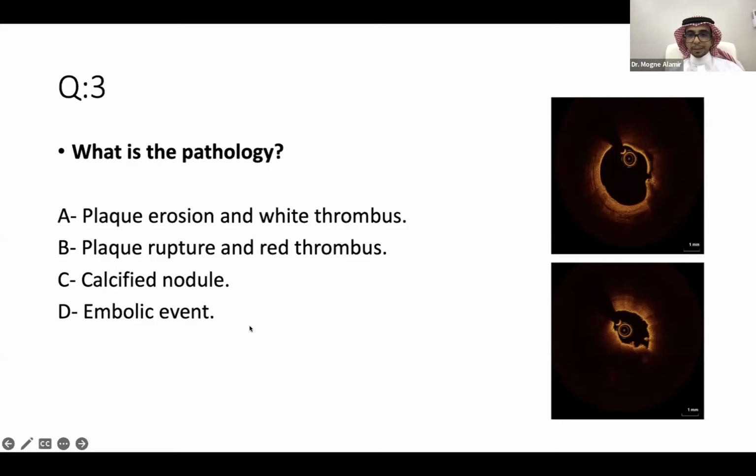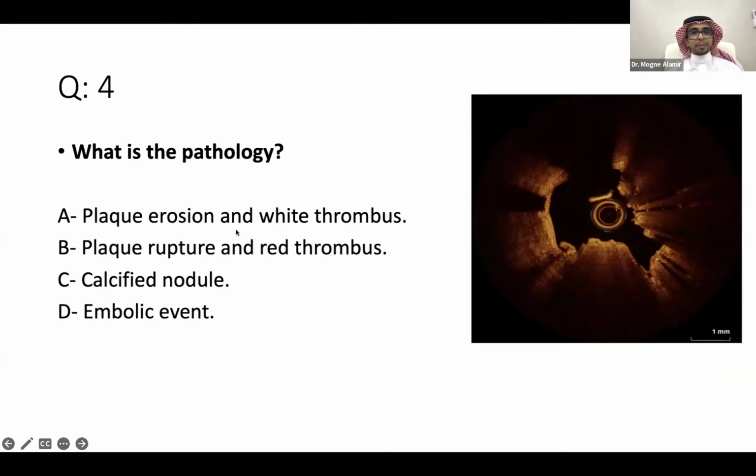Perfectly explained. So, question number 4. What's the pathology? Can you show the poll question, please? Yep, put it up there.